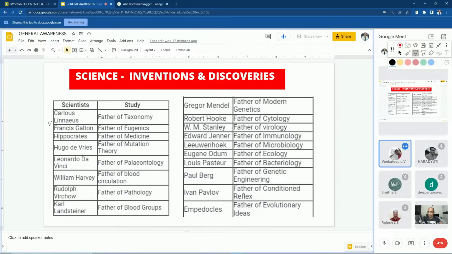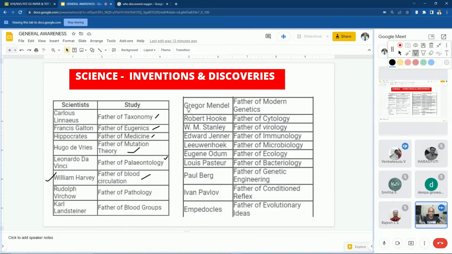Carl Linnaeus, father of taxonomy. Francis Galton, father of eugenics. Hippocrates, father of medicine. Hugo de Vries, father of mutation theory. Leonardo da Vinci, father of paleontology. William Harvey, father of blood circulation. Rudolf Virchow, father of pathology. Karl Landsteiner, father of blood groups. Right. William Harvey is important actually.